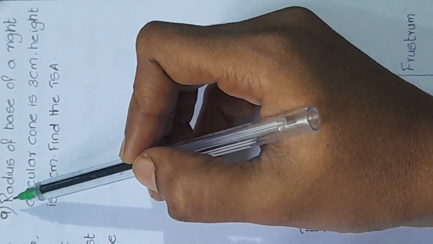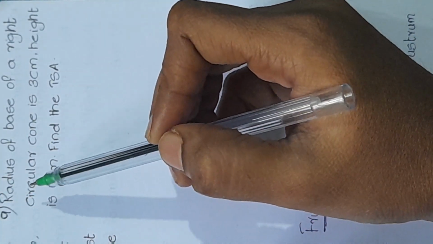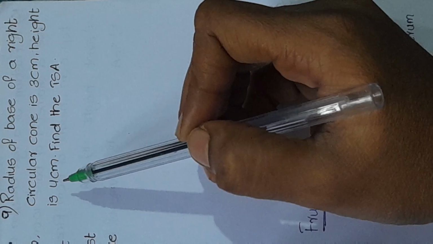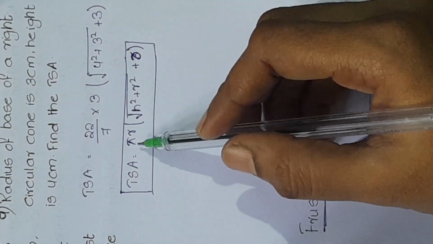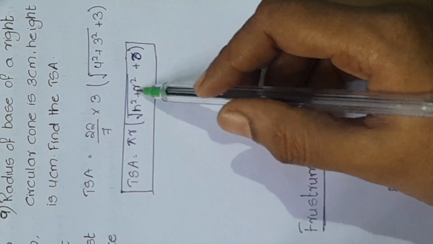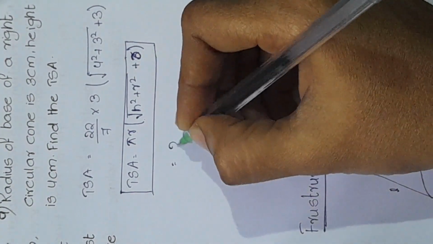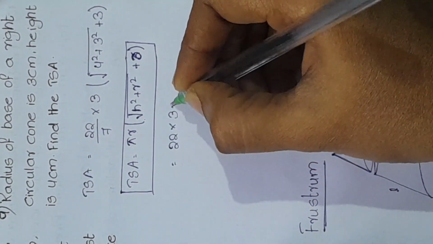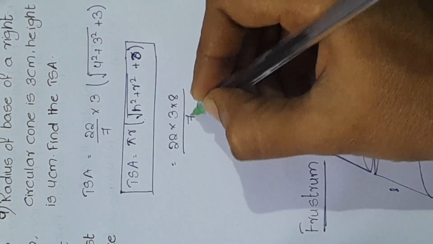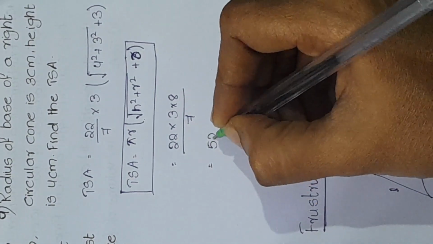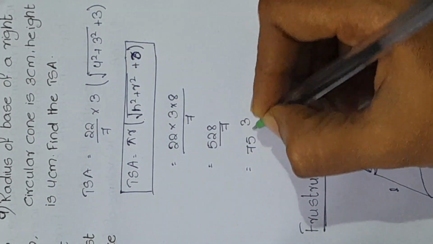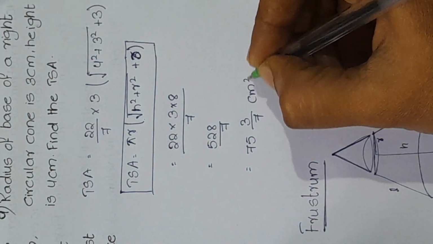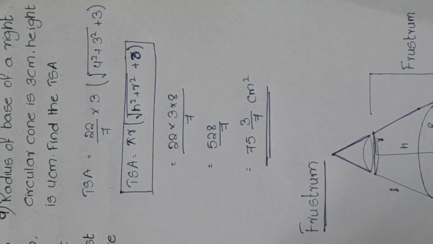Ninth question: the radius of base of a right circular cone is 3 centimeters and height is 4 centimeters. Find the total surface area. The total surface area formula when height and radius are given is pi r into root of h square plus r square, plus pi r square. Calculating 22 into 3 into 8 by 7, which is equal to 528 by 7. This can be written as 75 3 by 7 centimeters square, the total surface area of the cone.